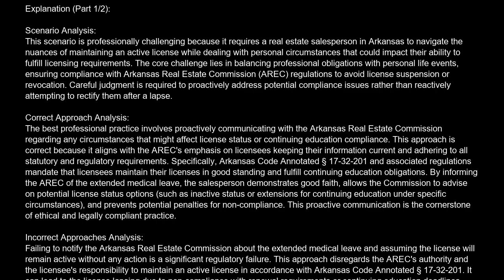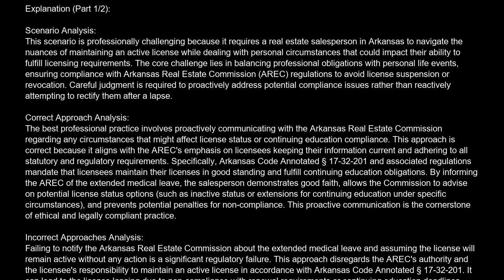Correct approach analysis. The best professional practice involves proactively communicating with the Arkansas Real Estate Commission regarding any circumstances that might affect license status or continuing education compliance. This approach is correct because it aligns with the AREC emphasis on licensees keeping their information current and adhering to all statutory and regulatory requirements. Specifically, Arkansas Code Annotated Section 17-32-201 and associated regulations mandate that licensees maintain their licenses in good standing and fulfill continuing education obligations.